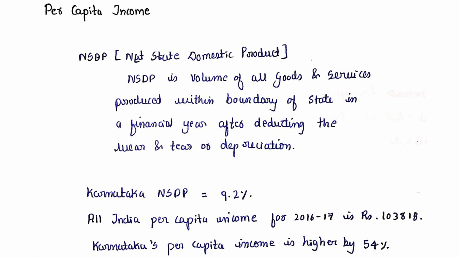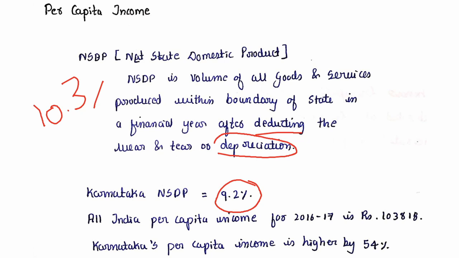So Karnataka's GSDP, as we saw, was 10.3%, right? Karnataka's NSDP is 9.2%. So NSDP is lesser than GSDP because depreciation or wear and tear is deducted.